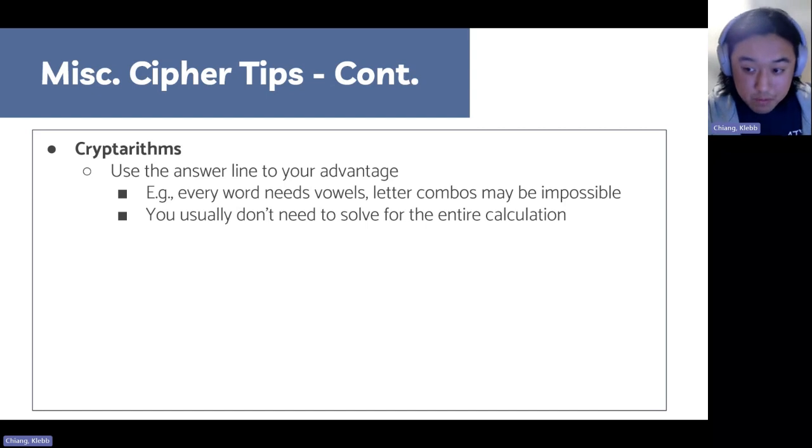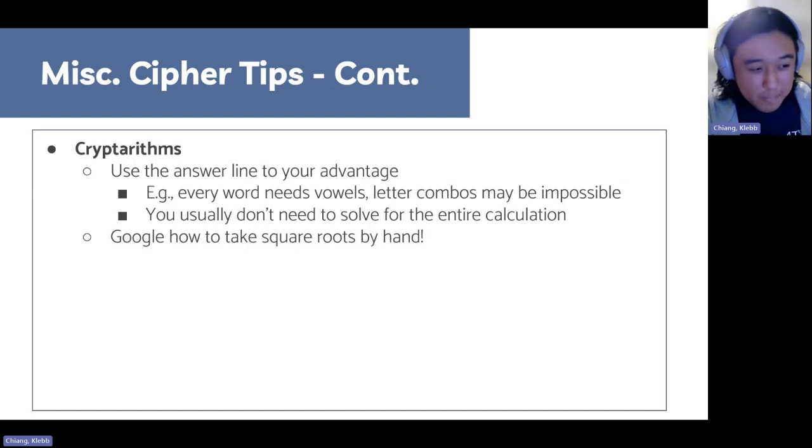Okay. Like with Baconian, with Hill, with affine, you don't need to solve everything, right? I know it feels nice to solve everything, but you really shouldn't have to. Also, if you haven't already, look up how to take square roots by hand, because these show up sometimes, and they're really fun. So I recommend it.